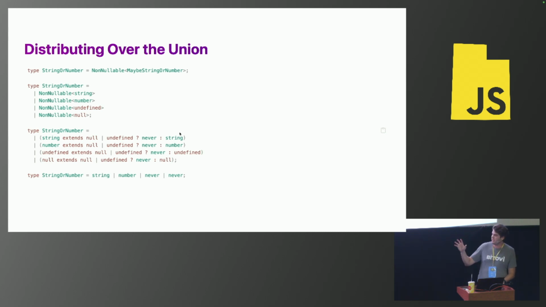Since it's never going to happen, we kick it out of the type union, and that's what ultimately leaves us with our string or number. This isn't exactly how TypeScript does things under the hood. It's just more of a mental model to further grasp the idea of distributing over that type union.